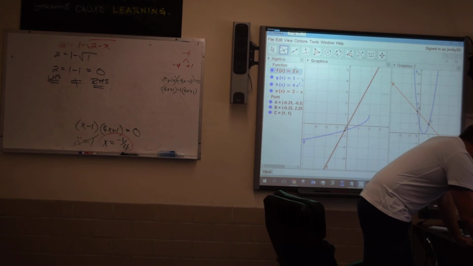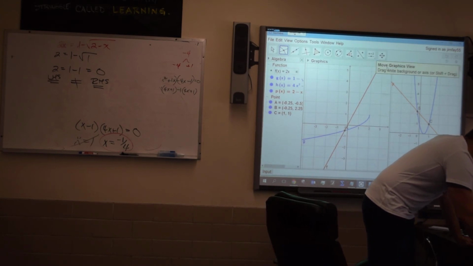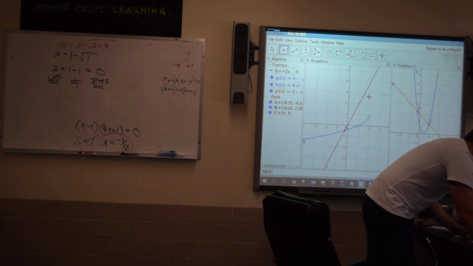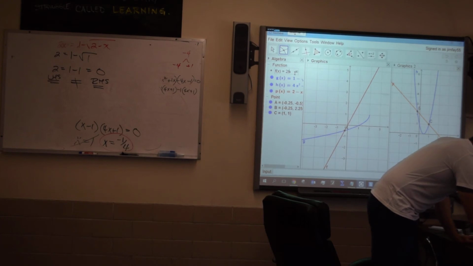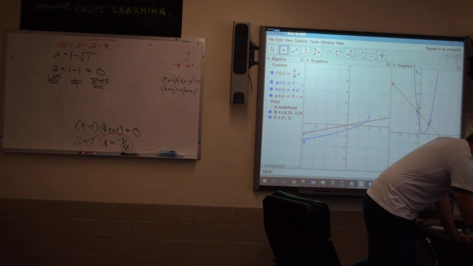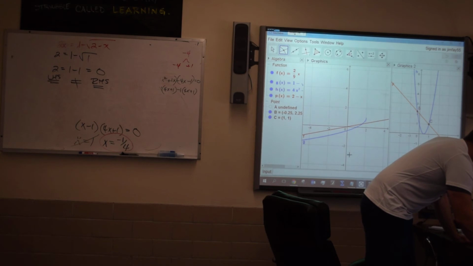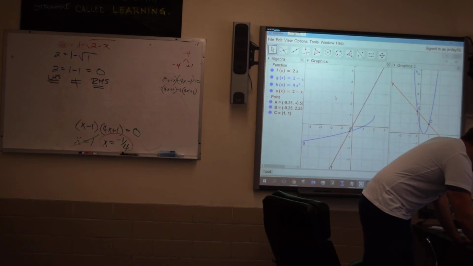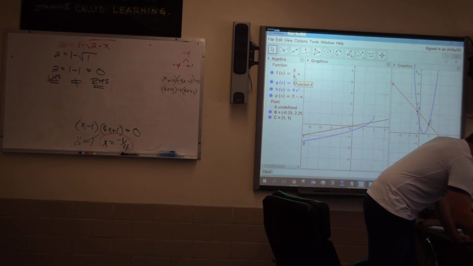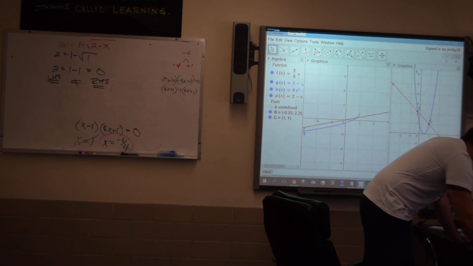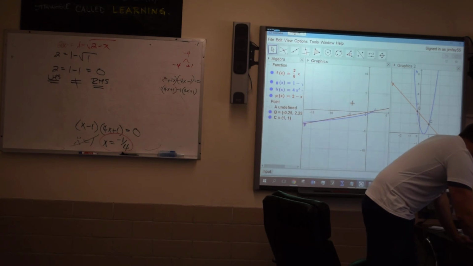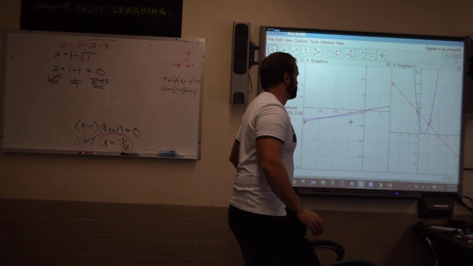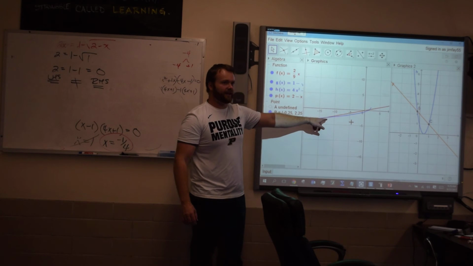What if my original function would have been like, let's go like 2 9x, see what that looks like. How many times now? How many original solutions would you have here?